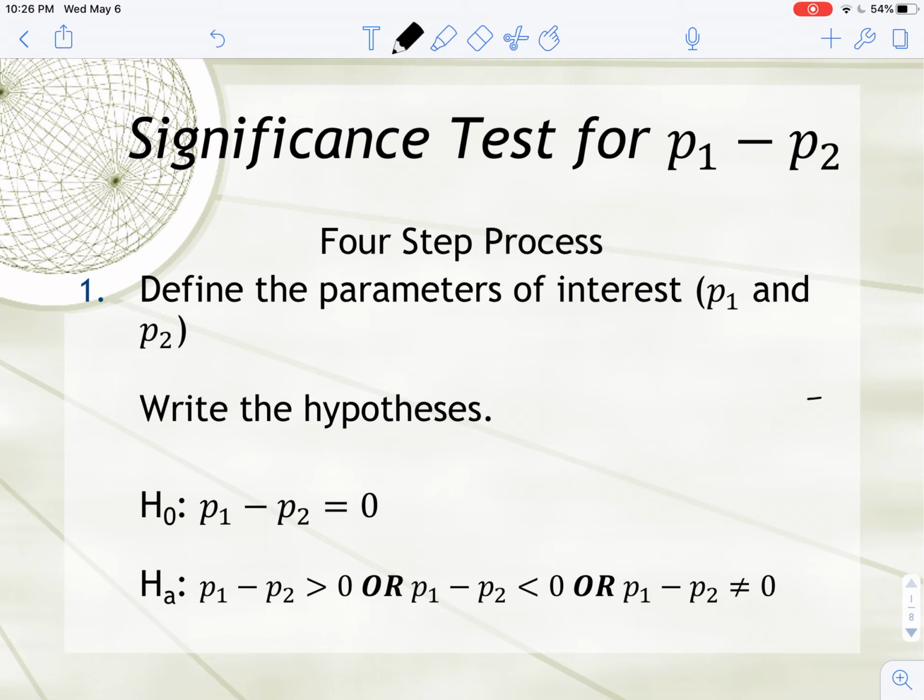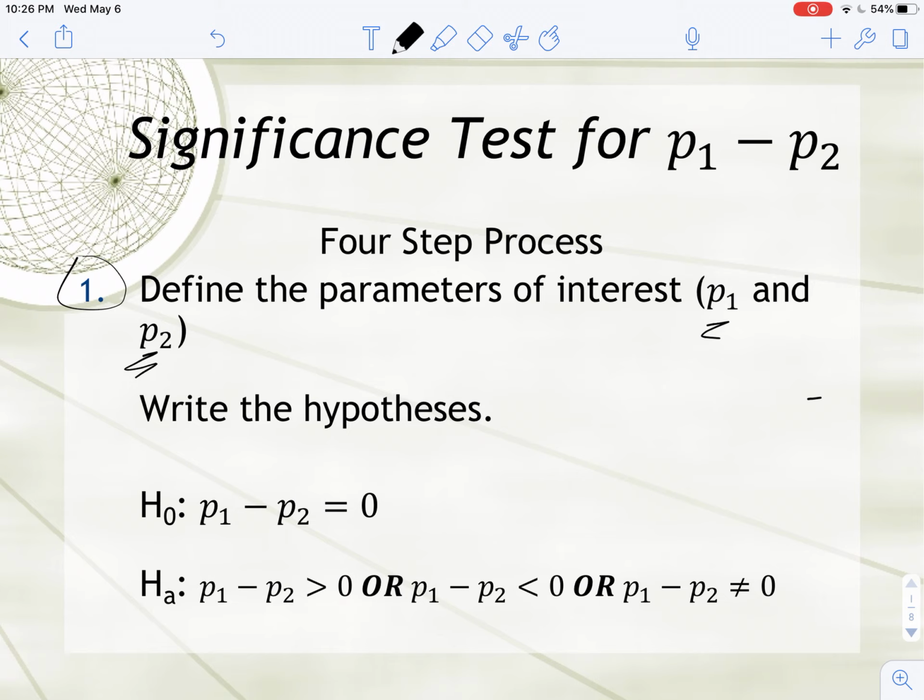All right, so we're going to start with step one. Step one, you're going to define your parameters of interest. So you have two parameters. You have P1 and P2. So these are both population parameters, so it's important to identify which one stands for which population, basically. After you do that, you're going to write some hypotheses.